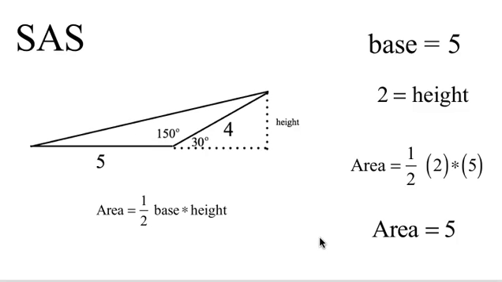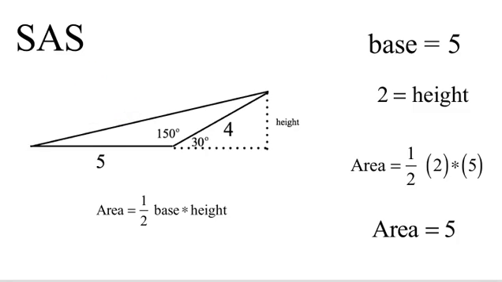which of course is simply going to be 5. Again, square units. If 5 and 4 were meters, the area would be 5 square meters, or 5 meters squared. Area is always measured in square units. So we can find the sine of the given angle, or in this case, the sine of its supplement, to determine the area of an SAS triangle.